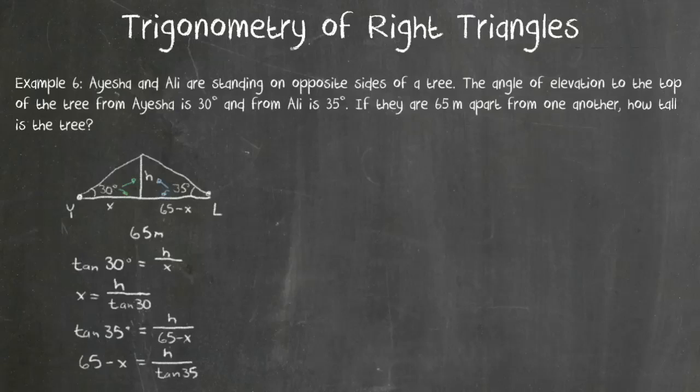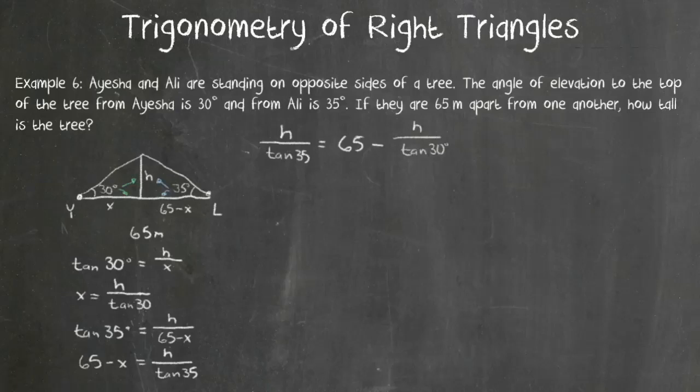Now, if you're looking closely, what we actually have here is a system of equations. I have two equations and two unknowns. So I'm going to use substitution and substitute x equals h over tan 30 into the equation I'm working with. So h over the tangent of 35 equals 65 minus h over tan 30.